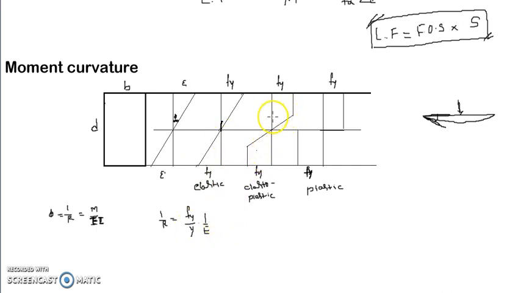At the elastic stage it is finite. In the elastoplastic stage, y becomes y at the nearest fiber which has gone to yielding. But in the plastic stage, this y would become 0. So if you substitute here, Fy divided by E into 0, this goes to infinity. 1 over 0 is infinity. So the curvature becomes infinity at the plastic stage.